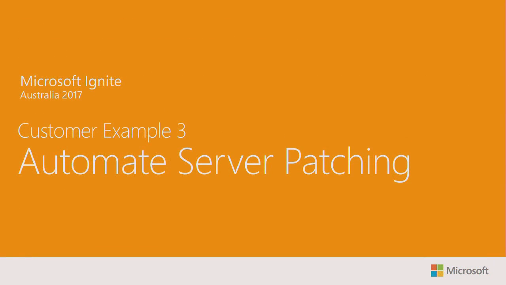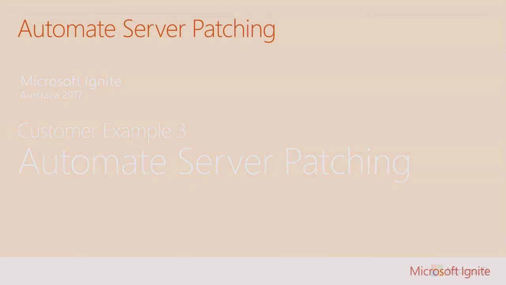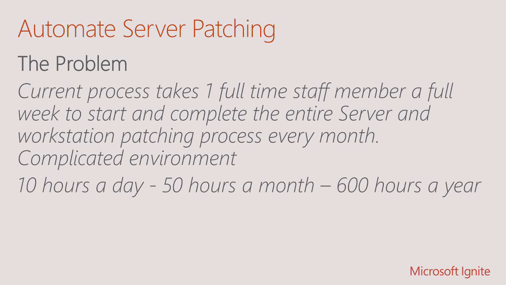So final customer example, automate server patching. The current problem: the current process takes one full-time staff member a full week to start and complete the entire server and workstation patching process every single month. This was a fairly complicated environment. So it was taking them around 10 hours a day, 50 hours a month, or 600 hours a year. So we're doing both server and workstation patching there.